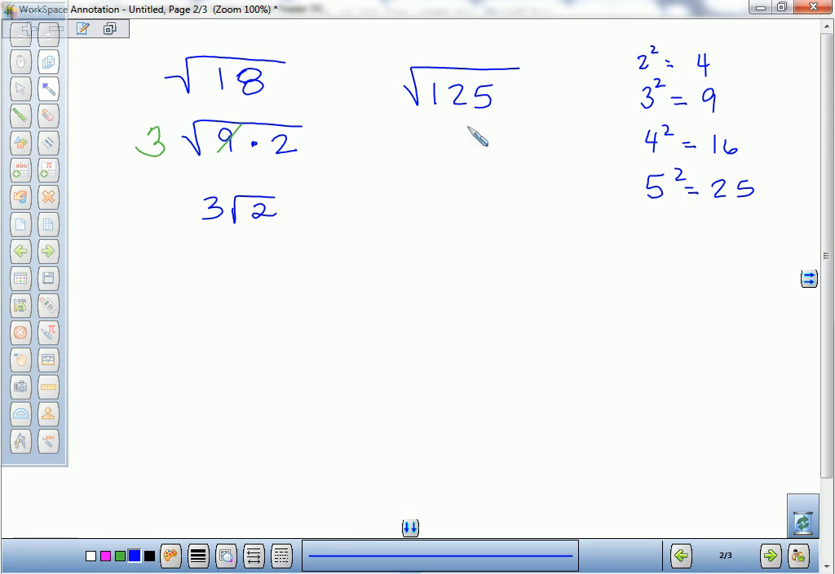If you had $1.25 in quarters, how many quarters is that? 5. So 125 breaks up into 25 times 5. And what is the square root of 25? 5. So this would simplify to 5 roots of 5.